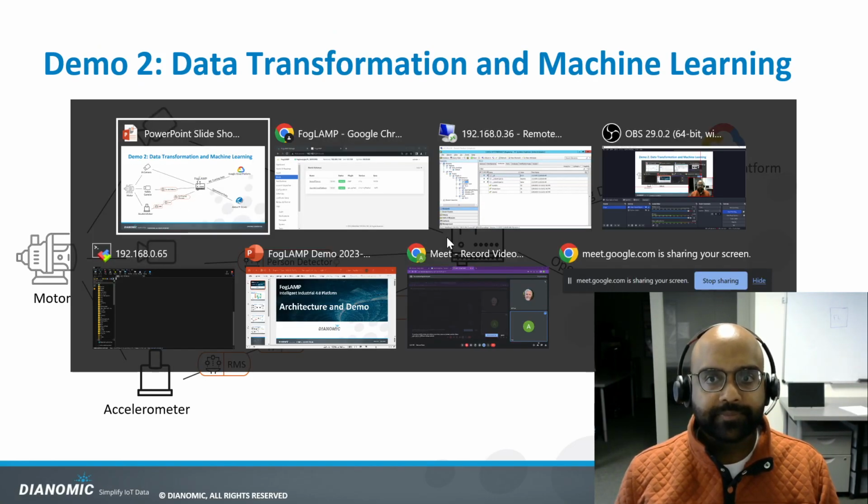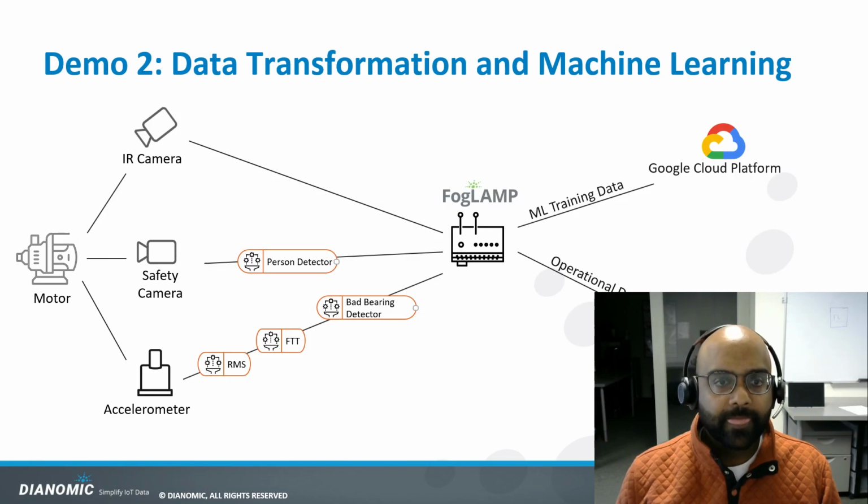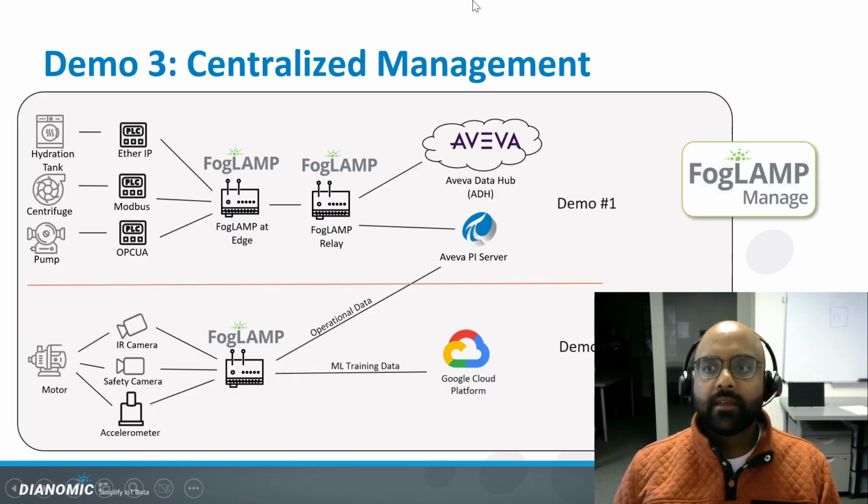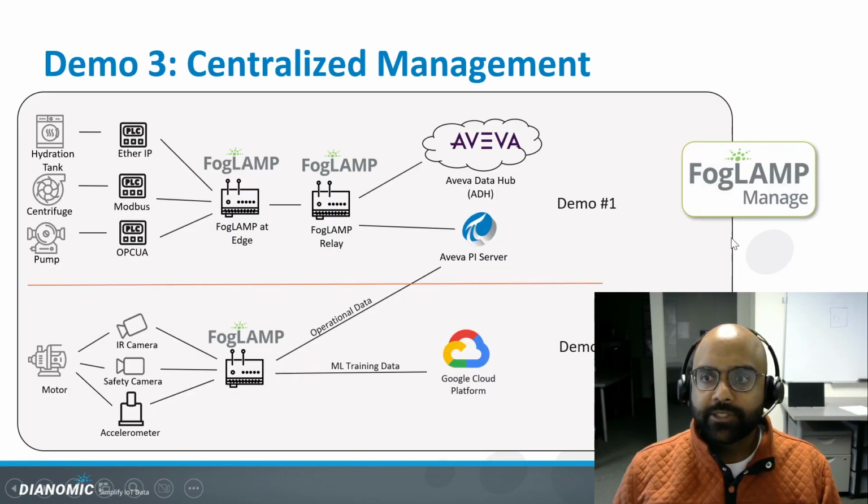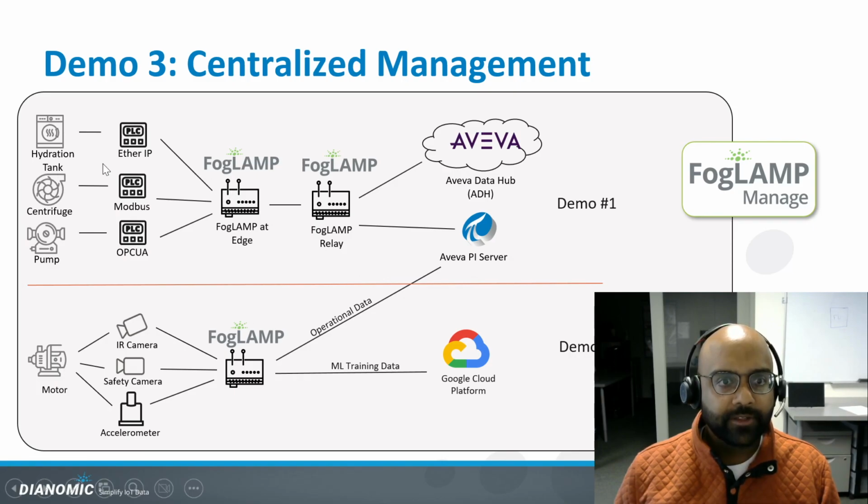Now, lastly, our third demo shows you a glimpse into FogLAMP Manage. The FogLAMP suite is composed of fog lamps that run out at the edge and carry particular workloads, and FogLAMP Manage, which is used to monitor and configure these fog lamps at scale.